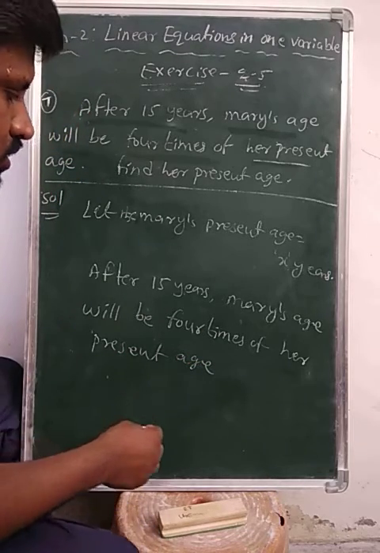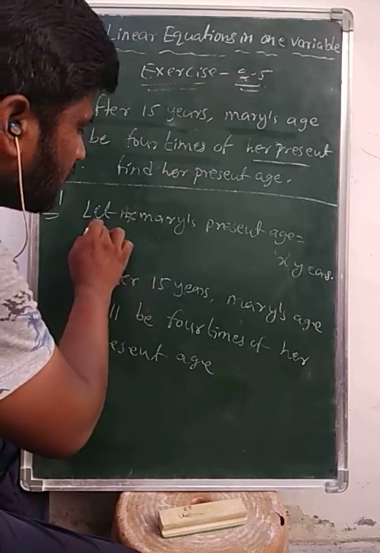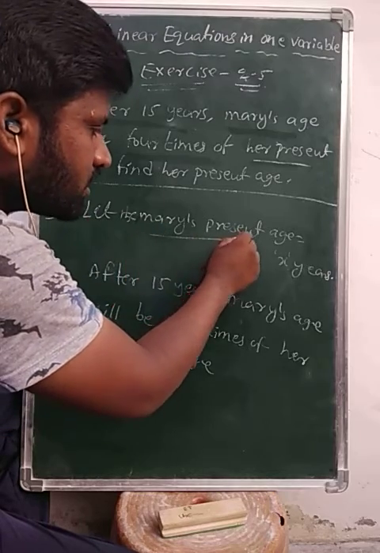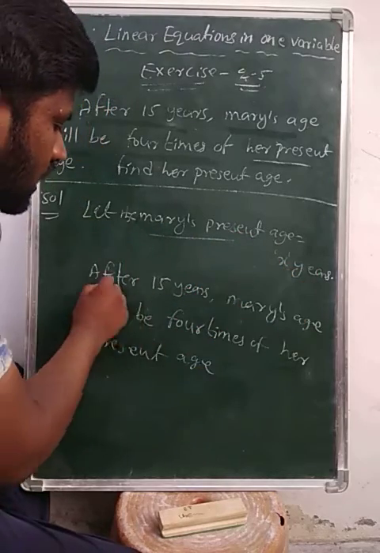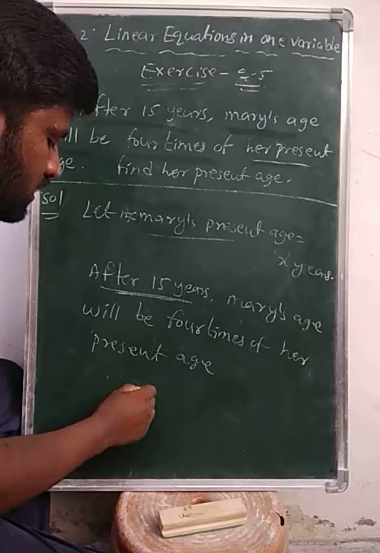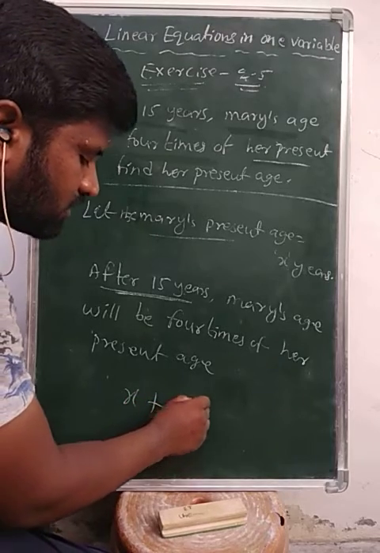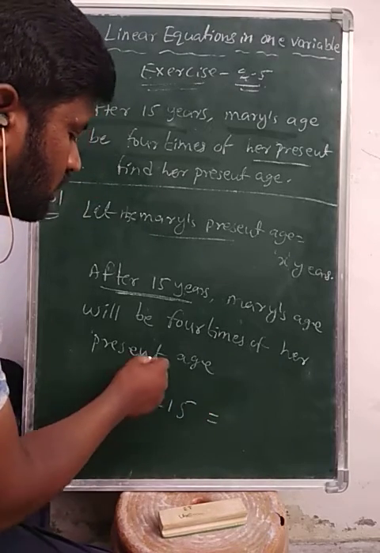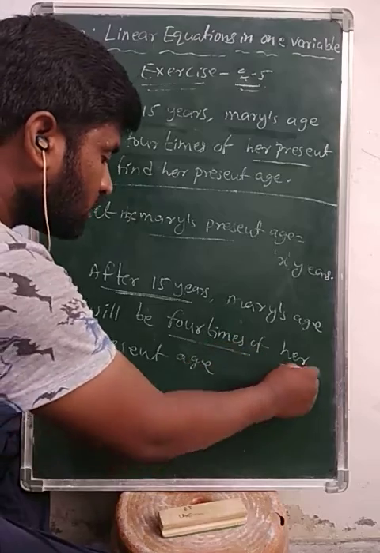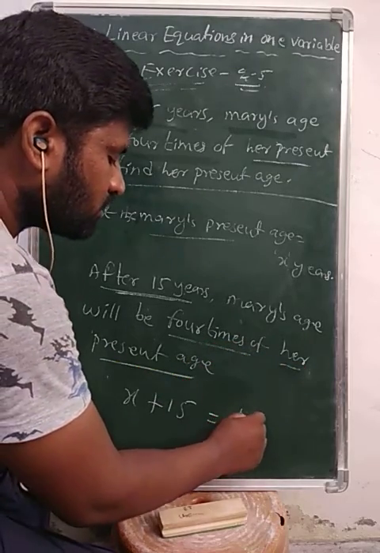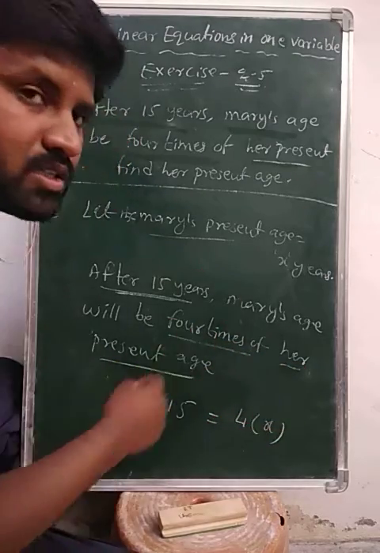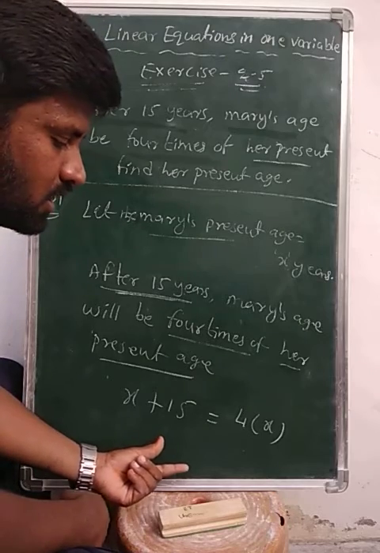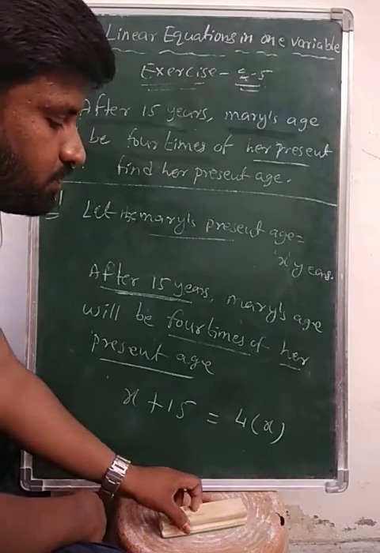So according to the question, I have taken Mary's present age as x years. After 15 years means what? That is x plus 15 is equal to 4 times her present age, that is nothing but 4 of x. Okay na? So this is the required equation.